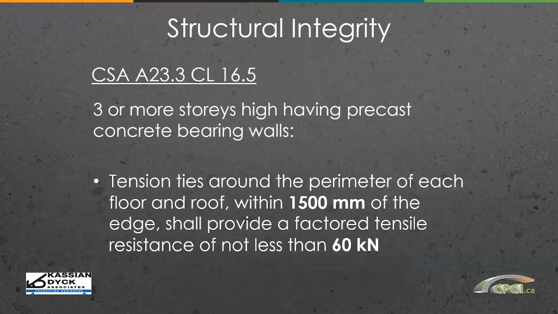These provisions apply to structures that are 3 or more stories in height. And again, requirements for structural integrity have some minimum design forces for the connections and the ties. So tension ties around the perimeter of each floor and roof within 1,500 millimeters of the edge shall provide a factored tensile resistance of not less than 60 kilonewtons.